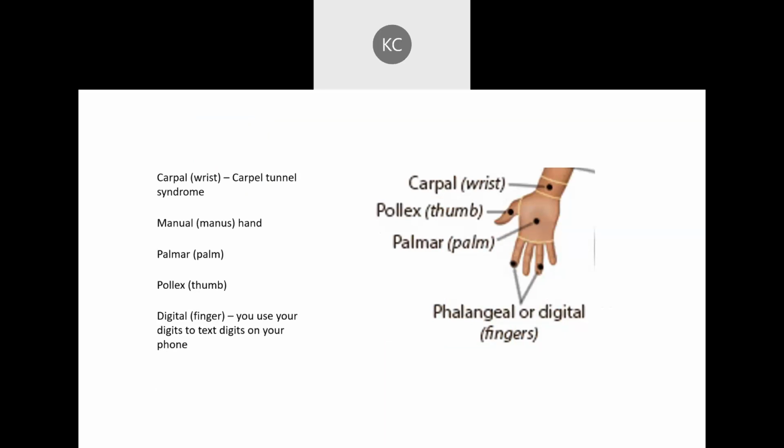Now, an important thing about digits is typically when somebody says, hold up your first digit, or hold up one, you hold up your index finger, right? Now, anatomically, your index finger is your second digit. Your thumb is your first digit. So from now on, when you're counting on your fingers, you've got to start with your thumb as 1, then your index finger for 2, middle finger for 3, ring finger for 4, and your pinky finger for 5.